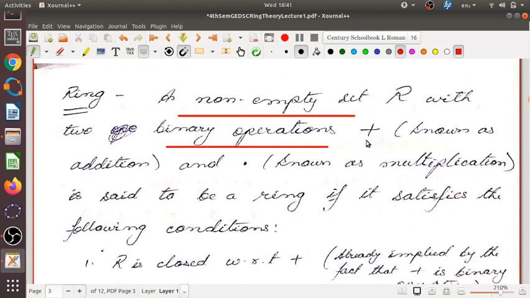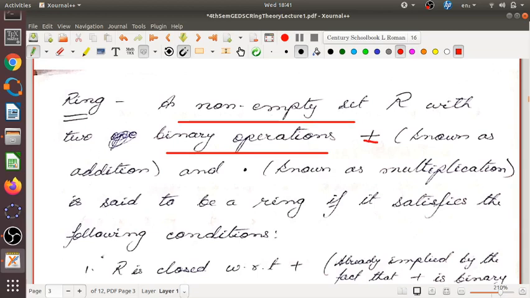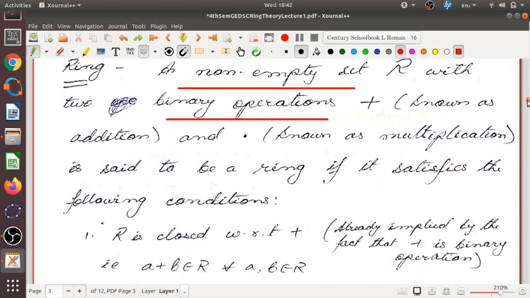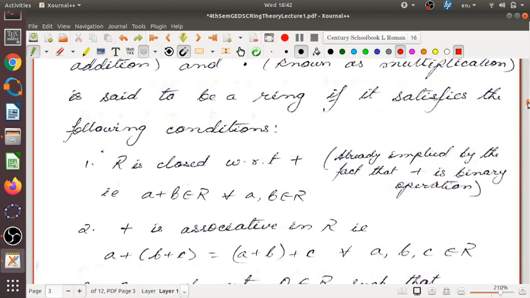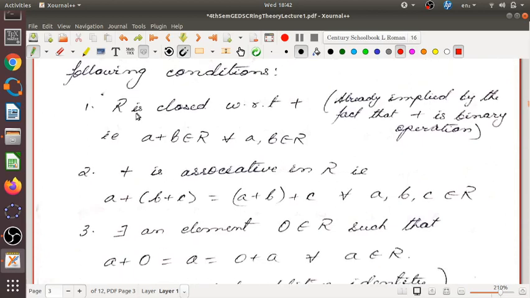The first binary operation will be known as plus, that is addition. And the second binary operation will be known as multiplication, that is dot. R with respect to plus and dot is said to be a ring if it satisfies the following conditions. What is the first condition?